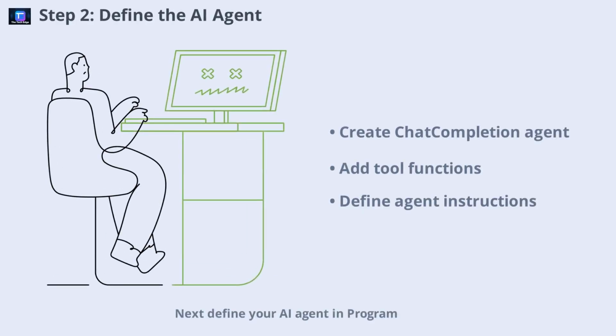Next, define your AI agent in program.cs using the Microsoft Agent Framework. For example, you can create a chat completion agent and add a tool function, such as GetAcademicCalendar, which fetches the academic calendar for a specified semester. You then define your agent with a name, instructions, and the tools it can use. This modular approach makes it easy to expand your agent's capabilities as needed.